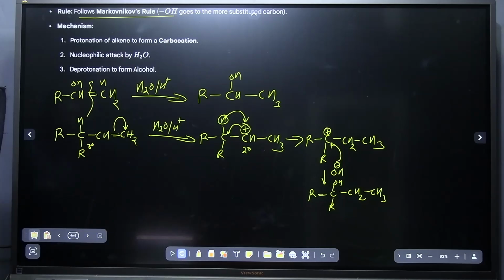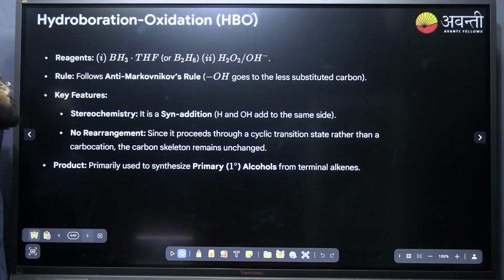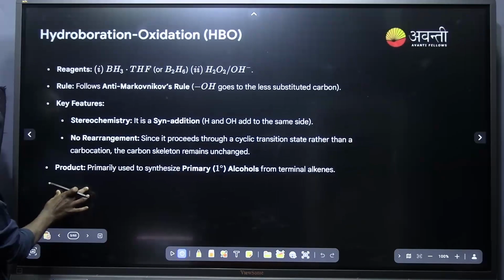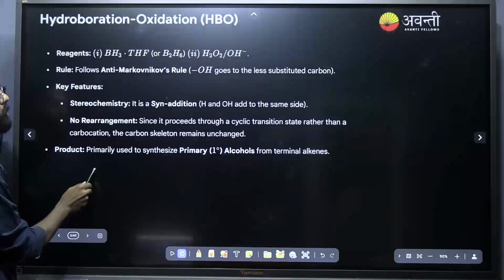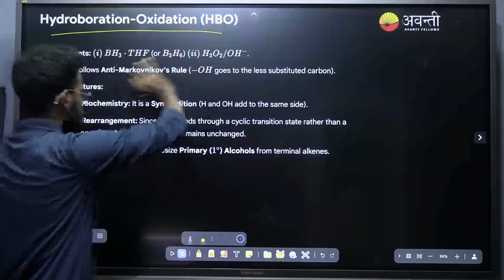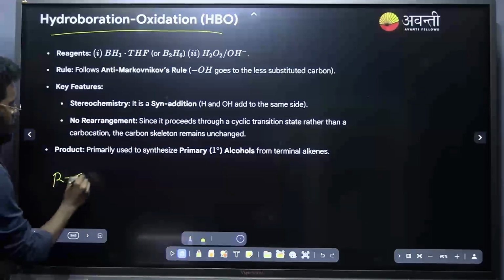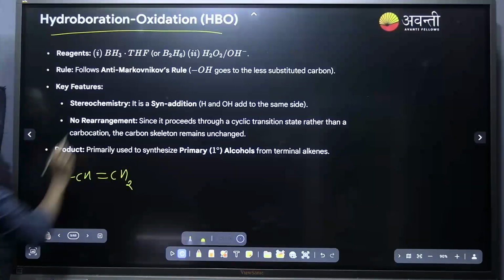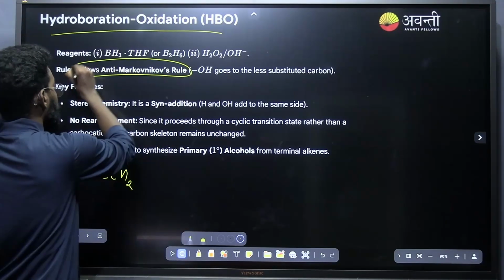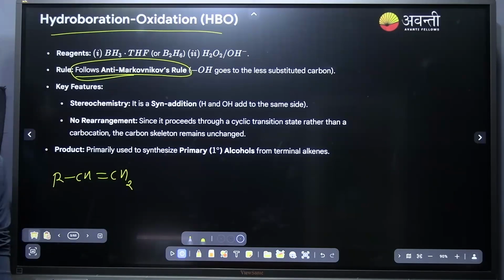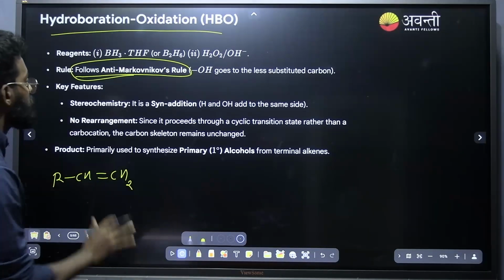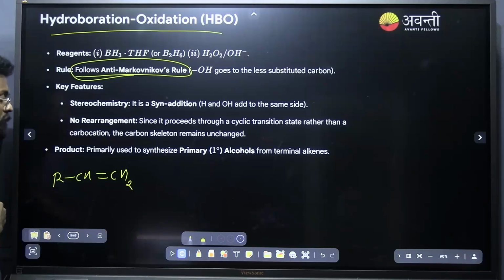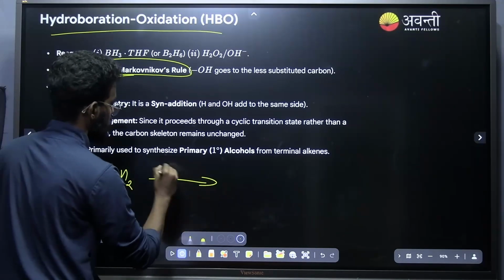Yes, sir. Okay. Next we will be moving into the hydroboration oxidation reaction. You don't need to worry about anything. This is also the preparation of alcohol from alkene. And what you have to follow is anti-Markovnikov rule, and you can get the alcohol here. So here also you have to do the same thing.